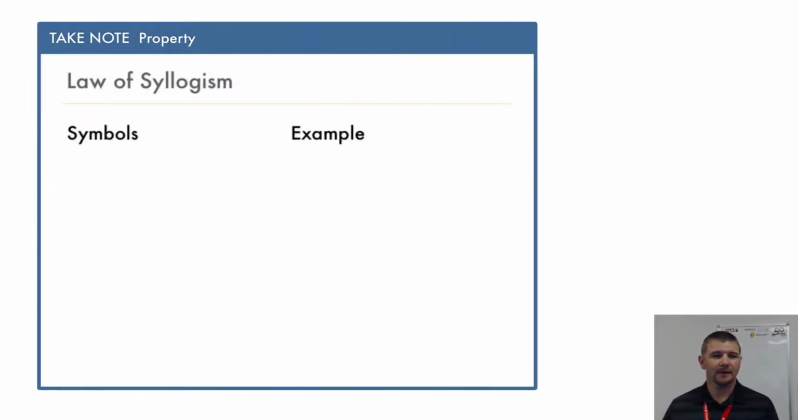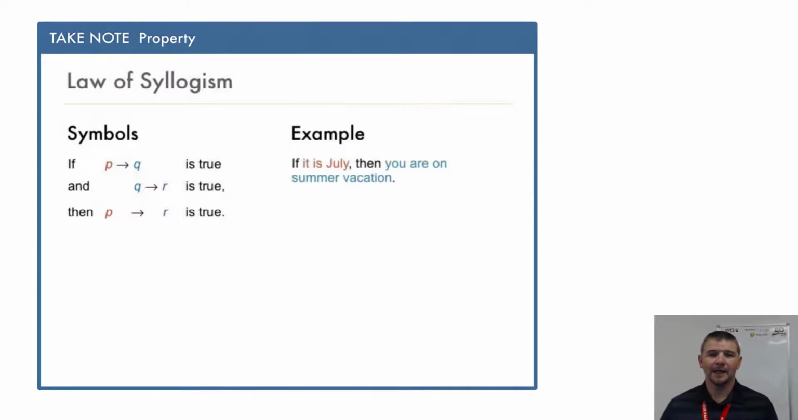In symbols, the law can be stated: if P implies Q is true and Q implies R is true, then P implies R is true. Note this final statement, the conditional P implies R, skips Q.